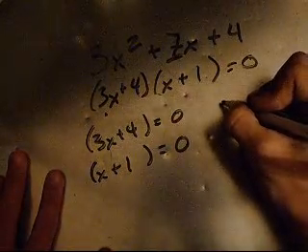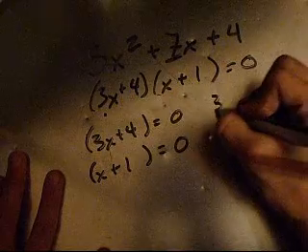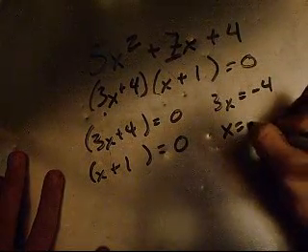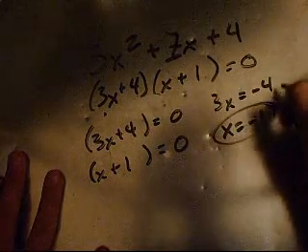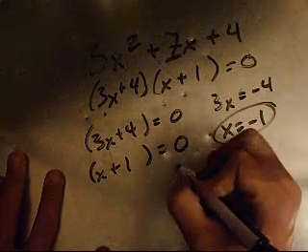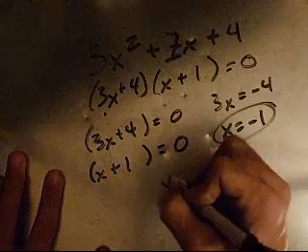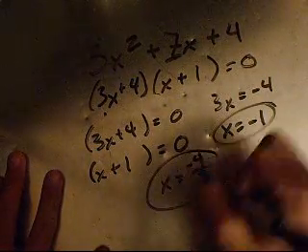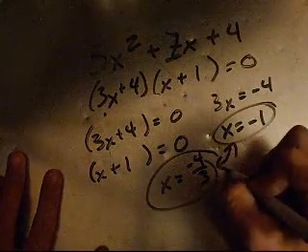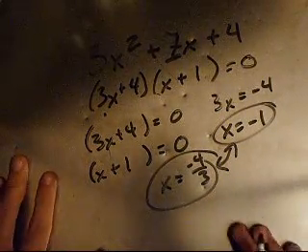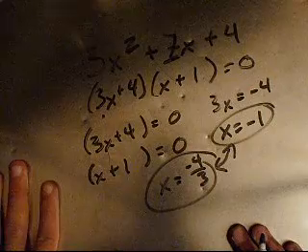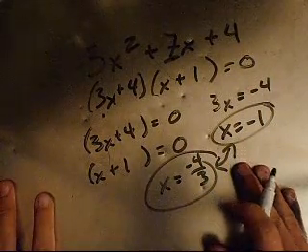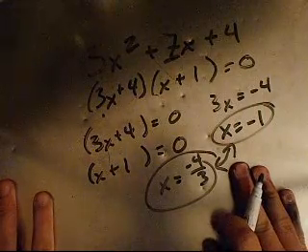So, we would set it to 0, and then we would have 3x equals negative 4. And over here we just have x equals negative 1. So that would be 1 right there. But 3x equals negative 4, and that would mean that x equals negative 4 over 3. Now here's your ugly fraction. I think decimals are worse, so I'm just going to stick with it. And there's your 2 answers, basically. There's nothing more to do for this.